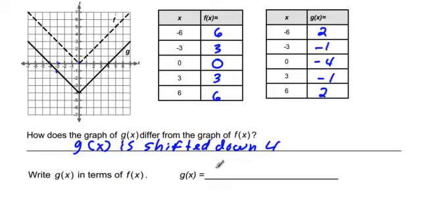So now let's write g of x in terms of f of x. In this case, since it's just shifted down 4, this one's going to be fairly straightforward. It's simply going to be f of x minus 4. We don't have an h here, that's 0, and then our a is 1, so we don't need to write that down. So that is g of x written in terms of f of x. That concludes this portion of the tutorial.